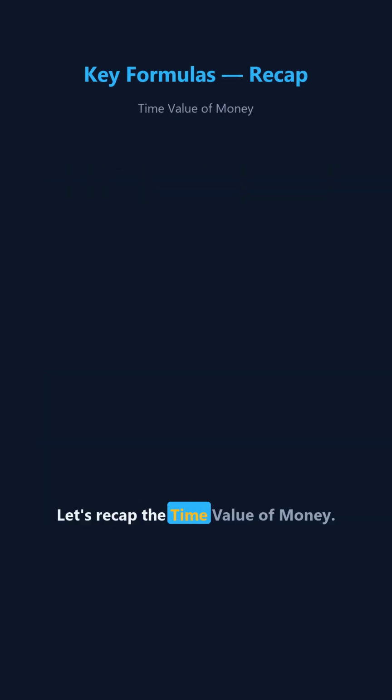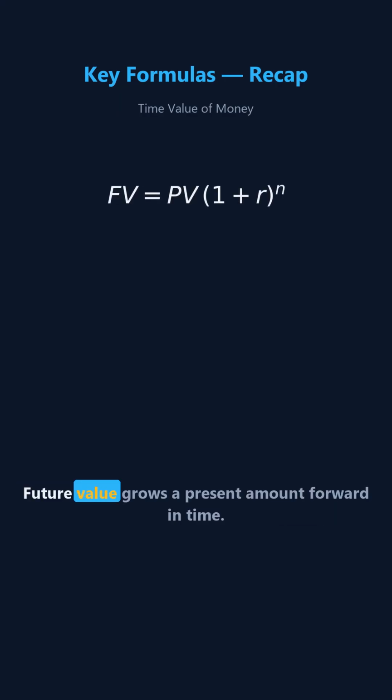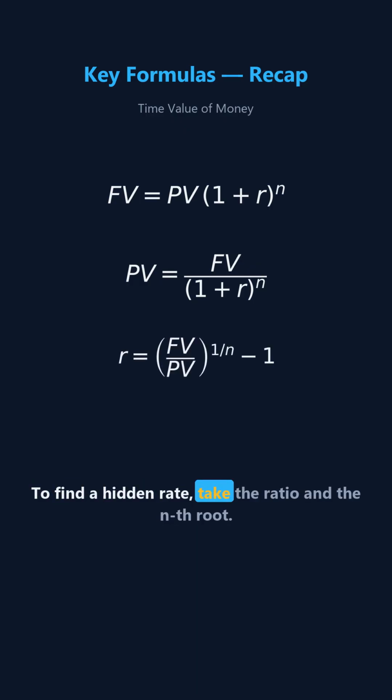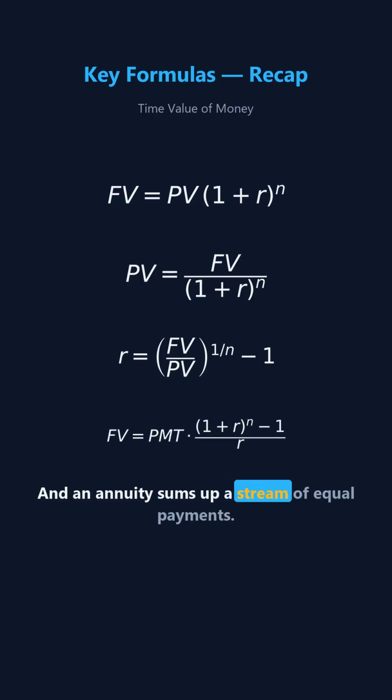Let's recap the time value of money. Future value grows a present amount forward in time. Present value discounts a future amount back to today. To find a hidden rate, take the ratio and the NTH root. And an annuity sums up a stream of equal payments. Master these 4 and the rest of finance follows.